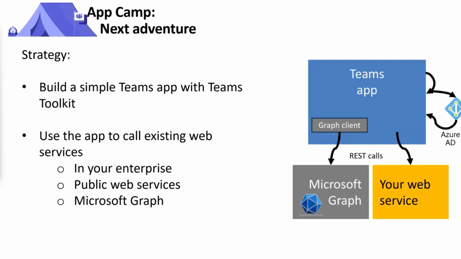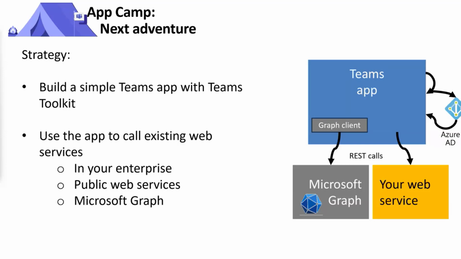So the strategy then is to build a really simple Teams app with Teams Toolkit, which makes the development process much simpler, and then just use that to wrap around or cover over your web service and deliver that value into Teams. You'll actually get to do a simulated enterprise web service, a public web service, and a Microsoft Graph. So you'll get to do all these things.